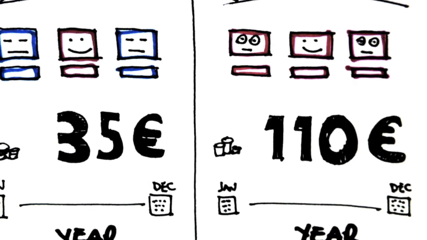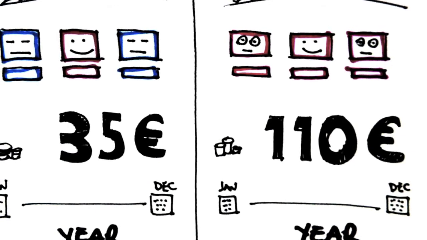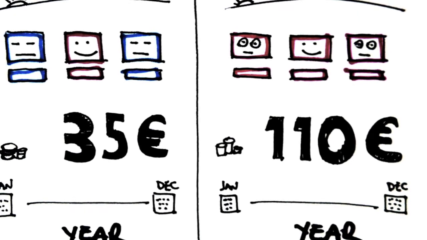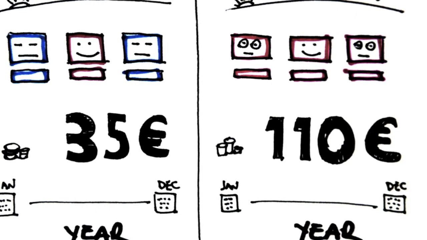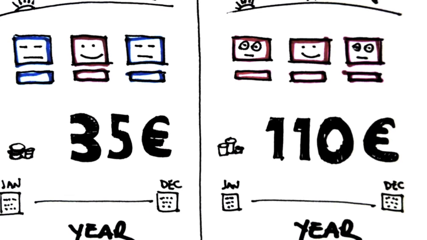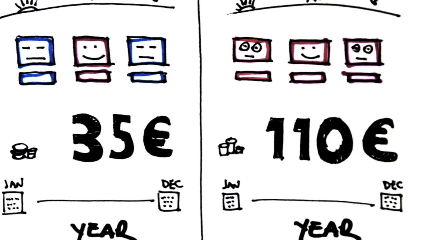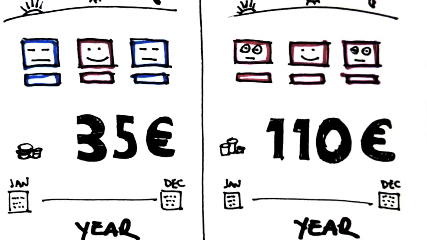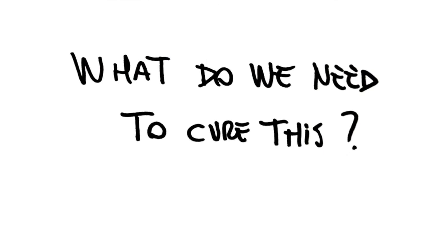Financially, this means that a managed PC can cost in energy about 35 euros a year, while an unmanaged one will spend like 110 euros per year. If you multiply these figures by the number of PCs you have in your network, you can realize the importance of this problem. So what do we need to cure this?